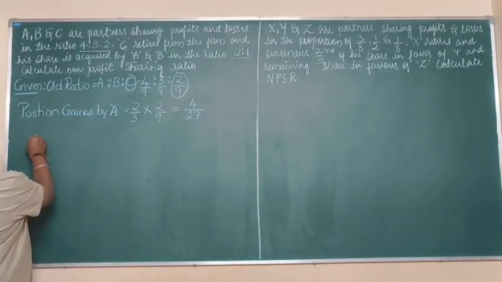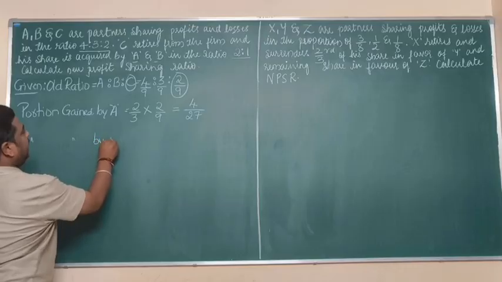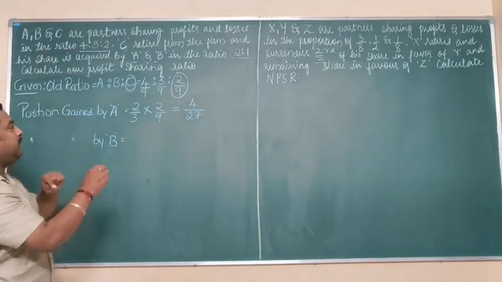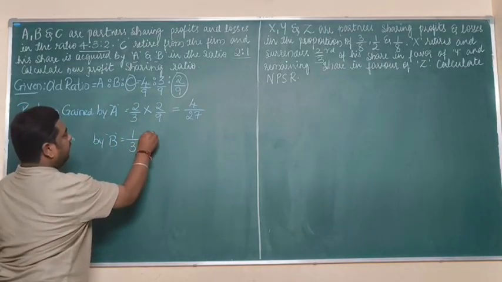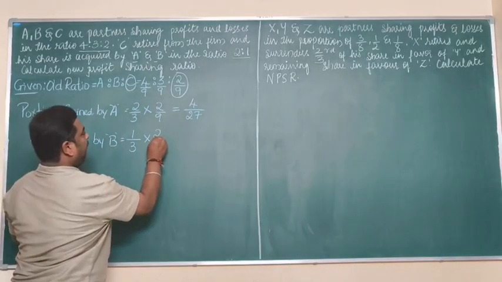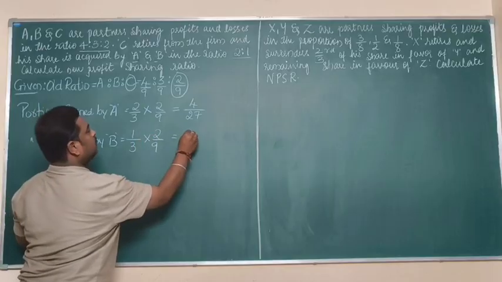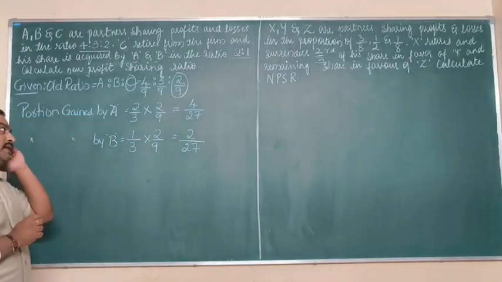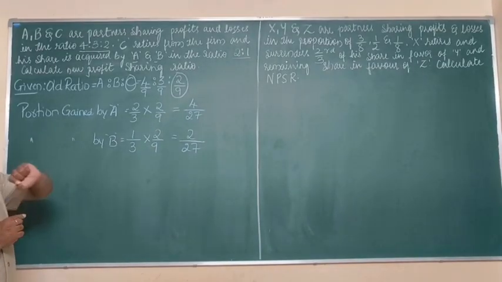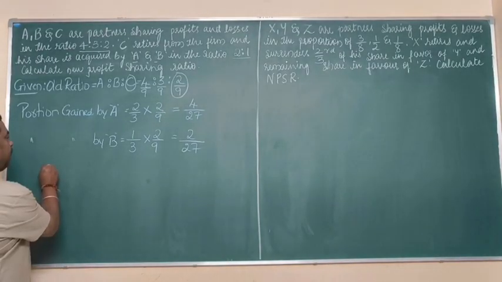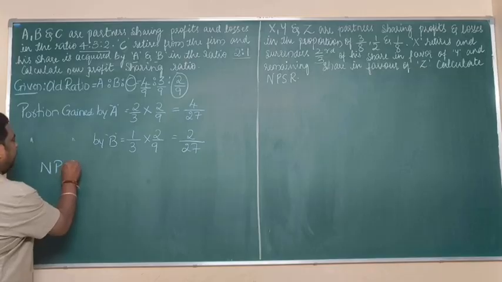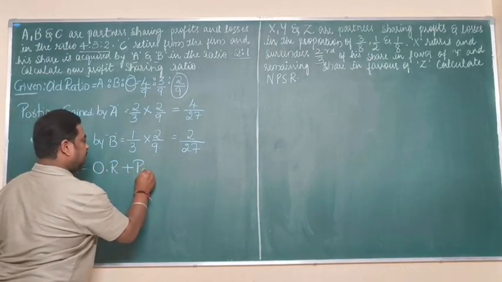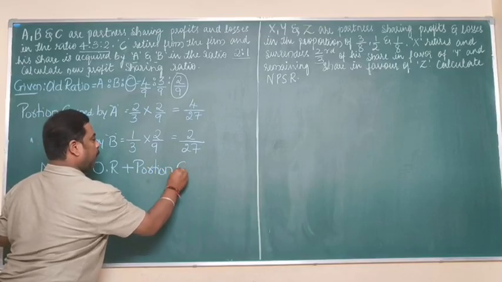Okay. Similarly, portion gained by B. 2:1. 2/3, 1/3. 1 by 3 into 2 by 9. 1 2s are 2, 3 9s are 27. So what is this? Portion gained by A and B. Now the formula: NPSR is equal to old ratio plus what? Portion gained.